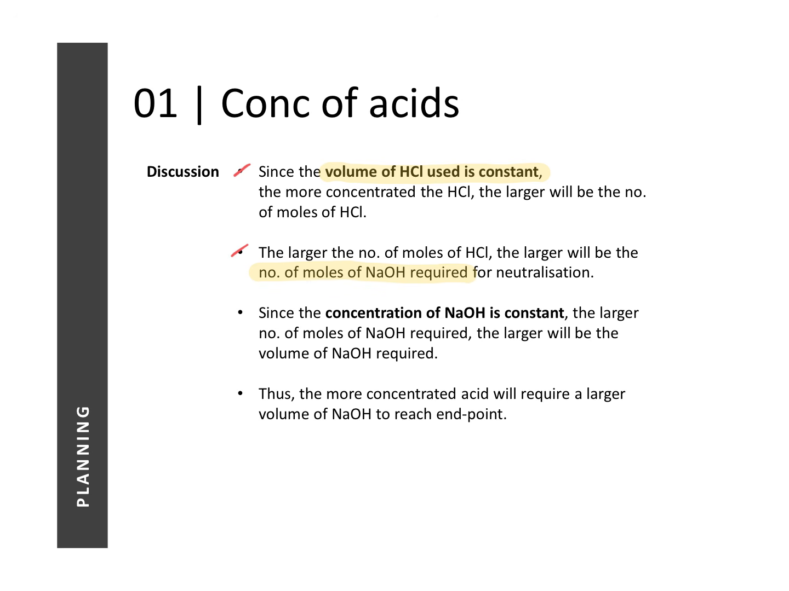And the third point is this. Since the concentration of NaOH is kept constant in all three titrations, the more concentrated acid, which will require a larger number of moles of NaOH for neutralization, would therefore translate into a larger volume of NaOH since the concentration is constant. So with all three points combined together, we can see that the more concentrated acid will therefore require a larger volume of NaOH to reach the end point.